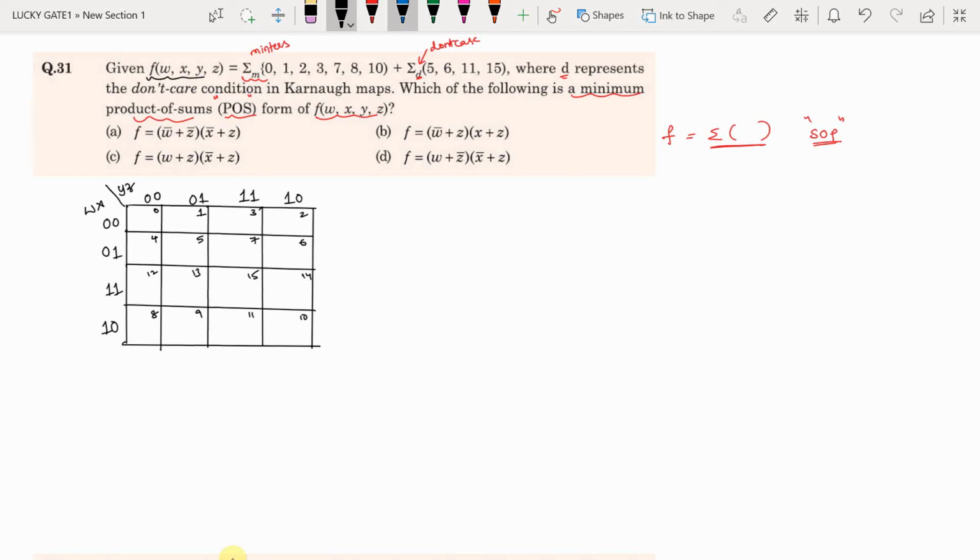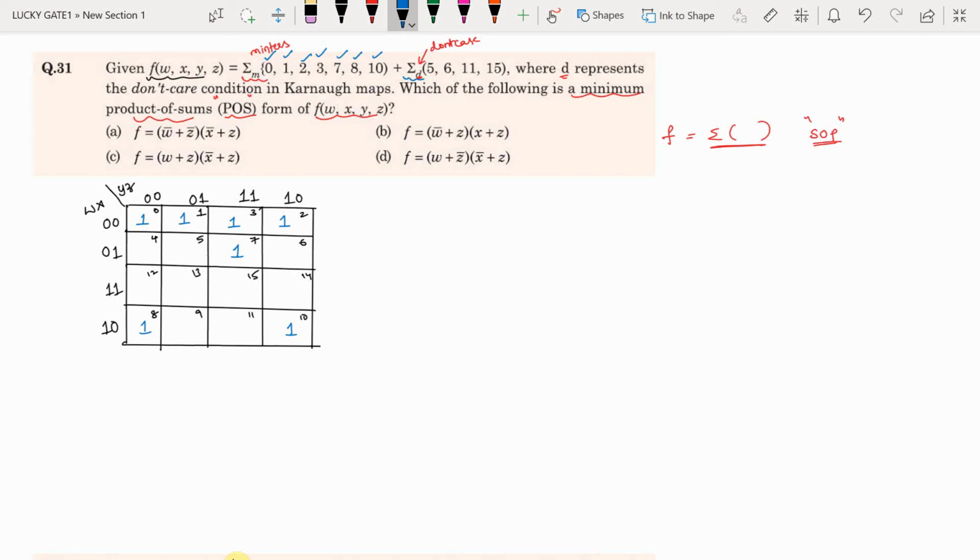Now you have to specify what minterms are given in the function. Minterm 0 is given. Now minterm 0 is represented with 1 in the K map. Similarly 1, this 2 is also represented with 1. This 3 is also represented with 1. Then we have 7, a minterm, represented with 1. 8 represented with 1, 10 also represented with 1. Now these are the minterms of the function, and this function is also representing don't care conditions.